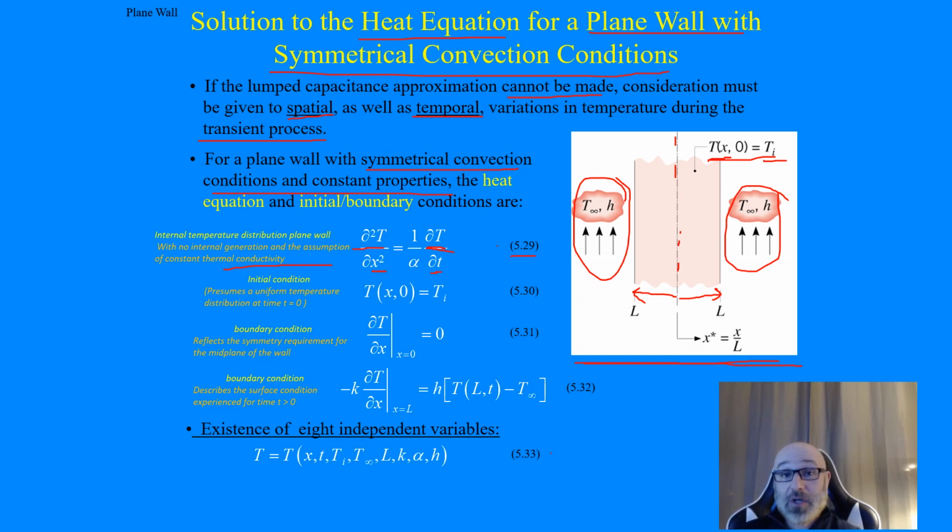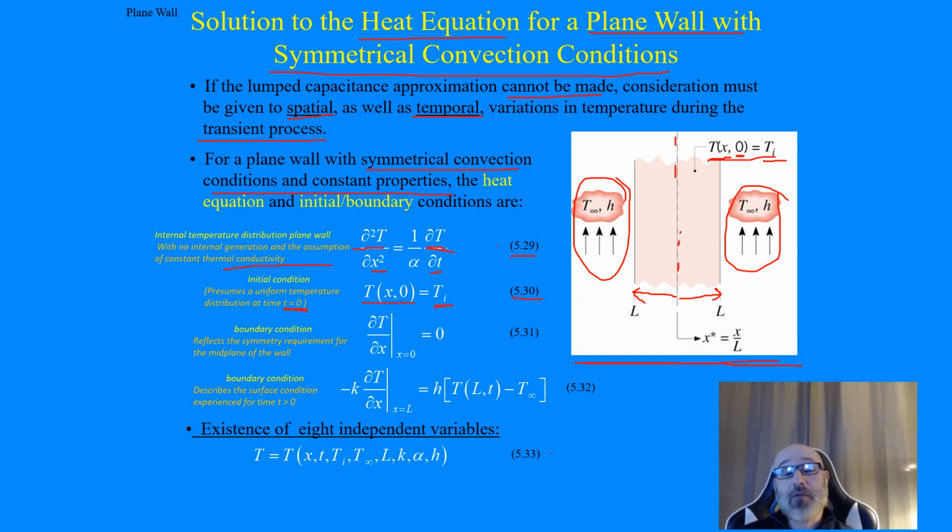Then we can take a look at our initial condition in equation 5.30. This initial condition presumes a uniform temperature at time t equal to 0. So you can see there's our t equal to 0 for any x. So temperature for any x at time equal to 0 is equal to our initial temperature, T sub i. So this is a uniform temperature distribution regardless of the location in the x direction at initial time t equal to 0.